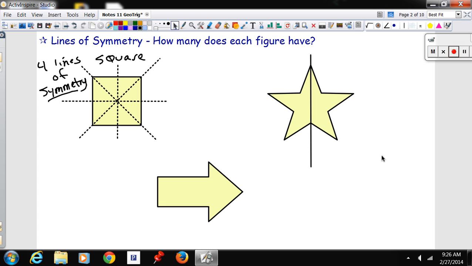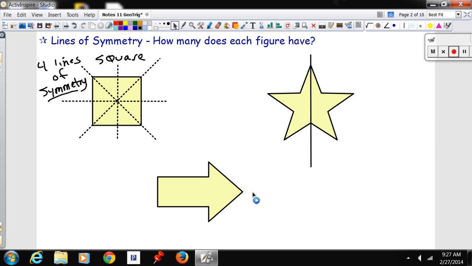Now what about if it was a perfect 5-pointed star? You would be able to draw a line through here. You'd be able to draw a line through here. Actually, you would have one from each point there, right? You would have 5 lines of symmetry if it was a perfect 5-pointed star. The one on your paper is not, so it's just going to have 1. This one up here is pretty good, so I could probably draw in all 5.